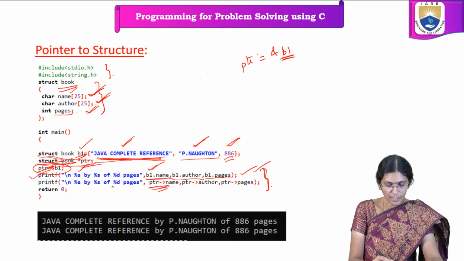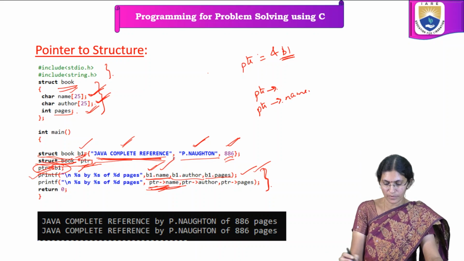Then in the next printf statement, with the help of the PTR pointer variable, we are printing the values of this variable. So PTR and then the arrow operator. In order to type this arrow operator, you type the minus sign and then this symbol. So PTR followed by the arrow operator and then name. This is the same as b1.name. So PTR arrow operator author is the same as b1.author, because PTR is containing the address of b1.